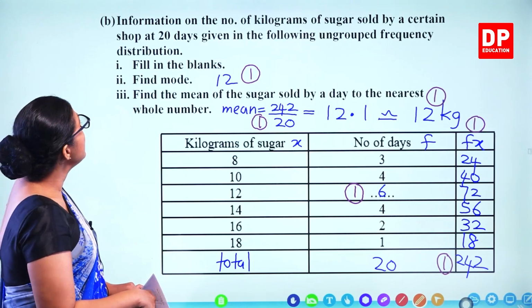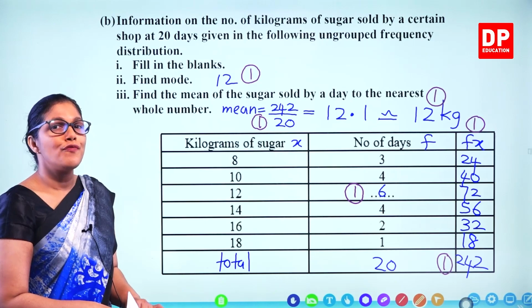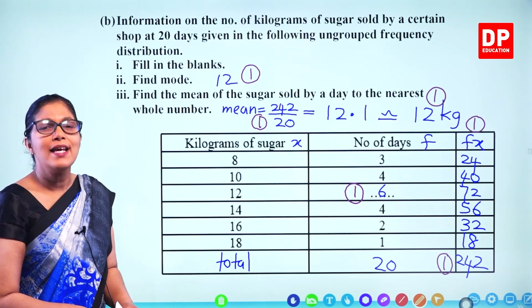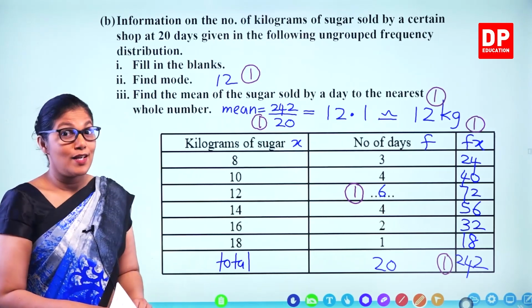So we completed all questions in this paper. So make sure you first do the paper and then check my video to see whether you are correct.